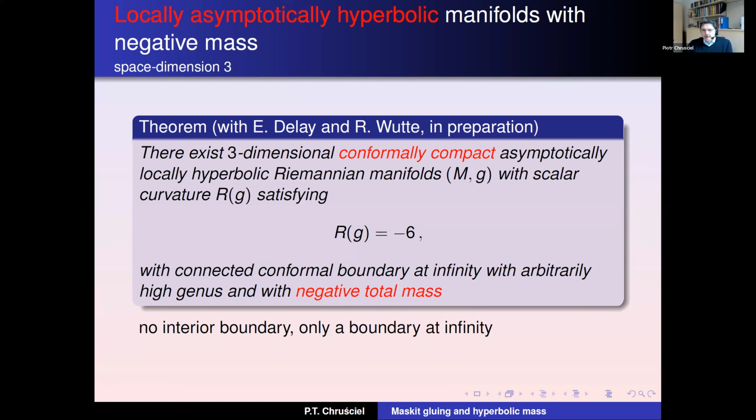Now, conformally compact here, by this we mean that there is no interior boundary. So in other words, you have a manifold which has no event horizons.